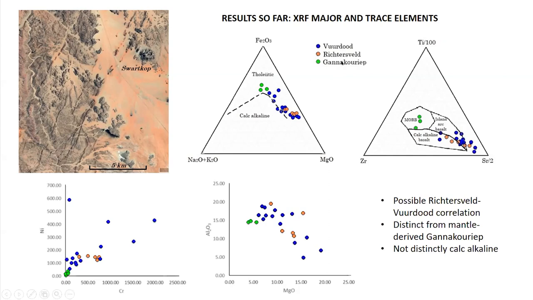And then the third thing to note is that the Fieldwood subsuite on the tectonic discrimination diagrams is not distinctly calc-alkaline. They do not plot distinctly in the calc-alkaline field, which suggests that the Fieldwood subsuite might not necessarily be related to a continental subduction zone.